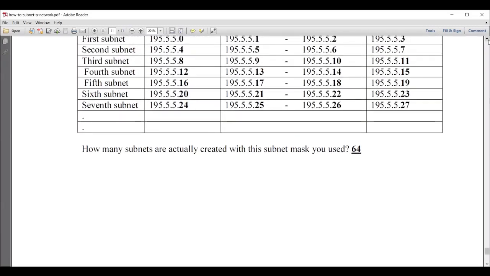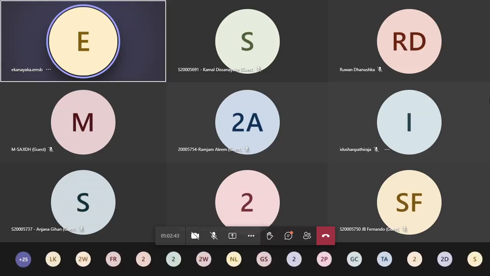Right. So here, how many subnets are actually created in this subnet? So that is 64, right? That's the title. Okay. So I think you got a clear idea about it.